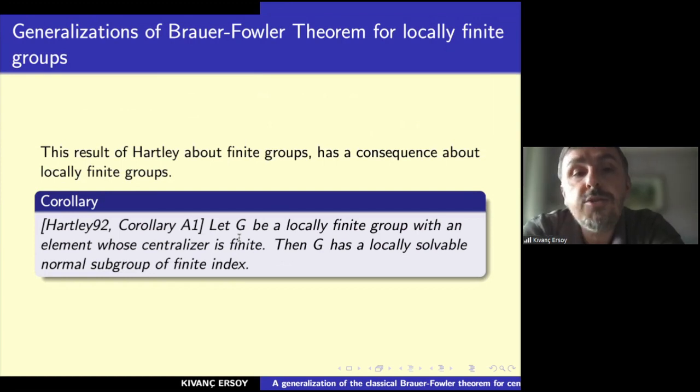Let G be a locally finite group whose centralizer is finite, then G has a locally solvable normal subgroup of finite index. Before, it was already known that simple locally finite groups have infinite centralizers, but moreover, if you have a finite centralizer, then there is a locally solvable normal subgroup of finite index.